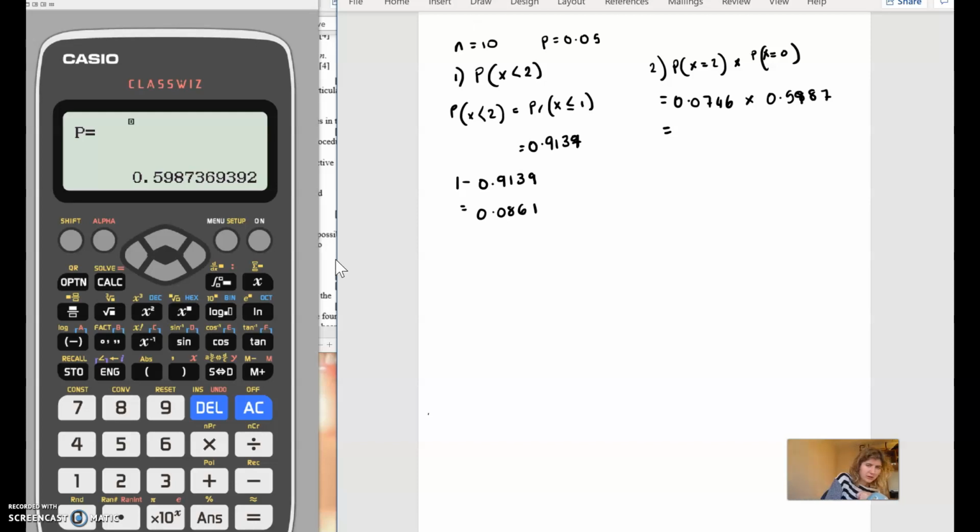So our probability of accepting that would be 0.0746 times 0.5987, which is 0.0447. And again, this is actually the probability that we're going to accept this: that we've got 2 defective, times the probability that we've got none that are defective. So we would accept this because there are no defective ones in the second case.